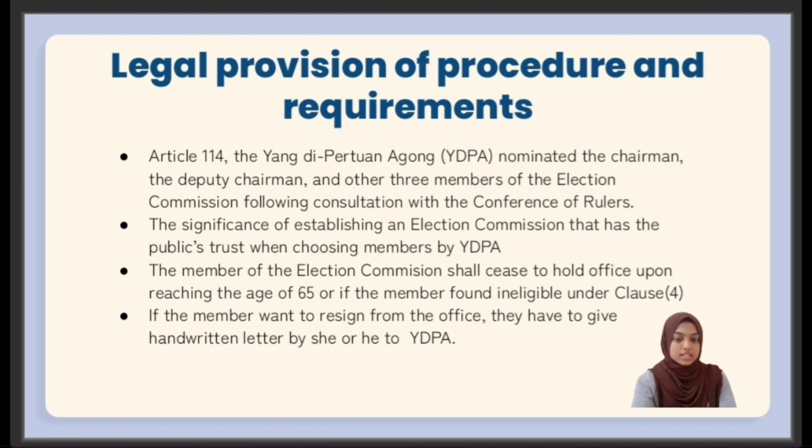The third one is, according to the same Article 114, the members of the Election Commission shall hold office until reaching the age of 65, or if the member is found ineligible under Clause 4. Lastly, if a member wants to resign from office, they have to send a handwritten letter to the YDPA.